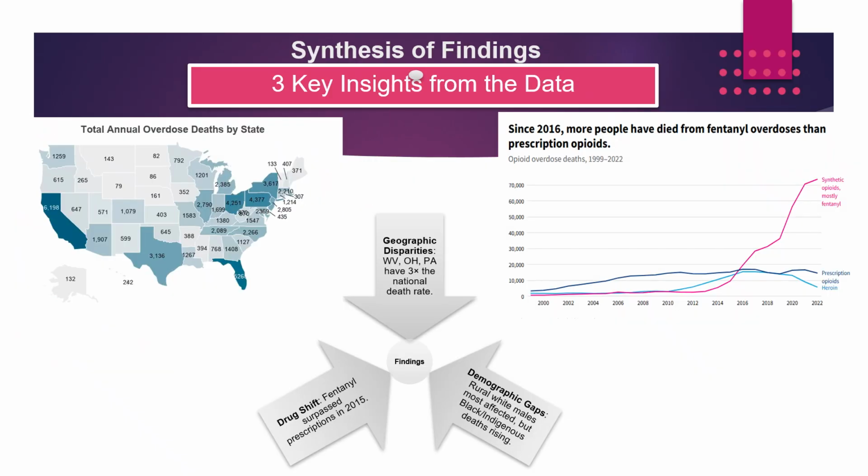Three critical insights emerge. First, geographic disparities. Some states are far worse than others. Second, while rural white men face the highest risk, deaths among Black and Indigenous communities are rising fast. Third, the drug supply has shifted. Fentanyl is now the leading killer, surpassing prescription opioids. This isn't just data, it's a call to action.